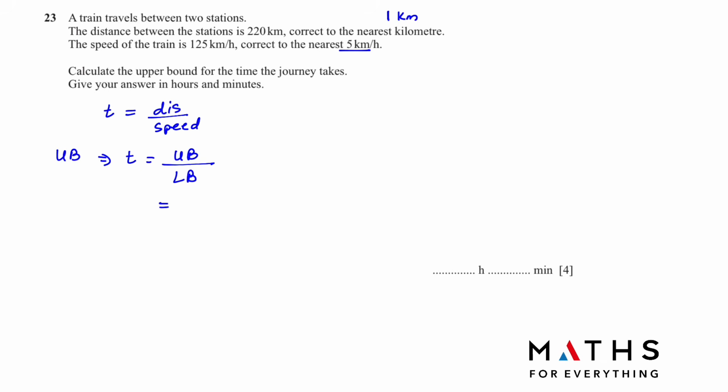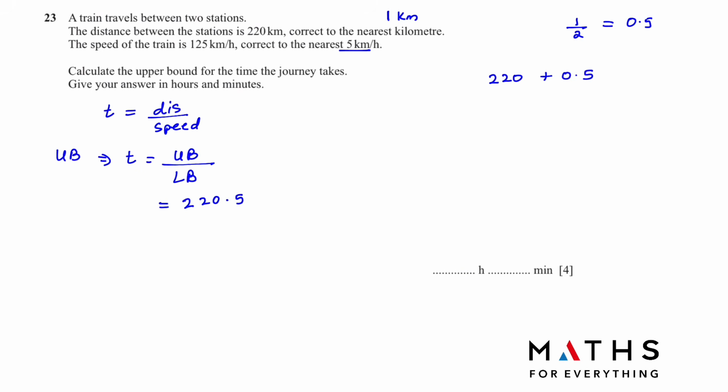So what is the upper bound of 220? It's correct to the nearest 1 kilometer. So divide it by 2. What do you get? 0.5. So if you want to find the upper bound, you add 0.5. It will give us 220.5.